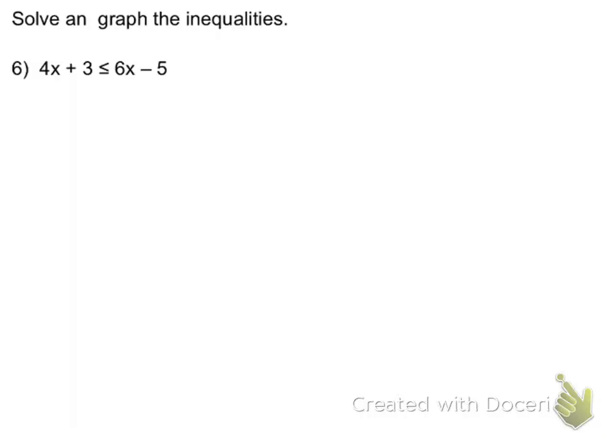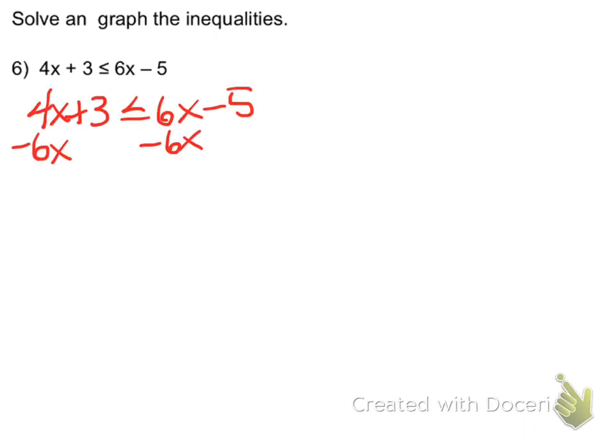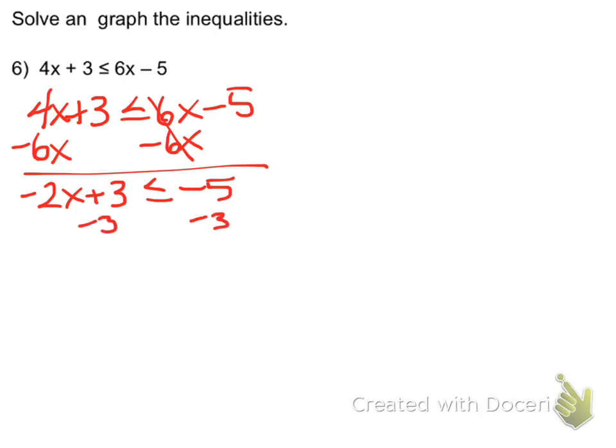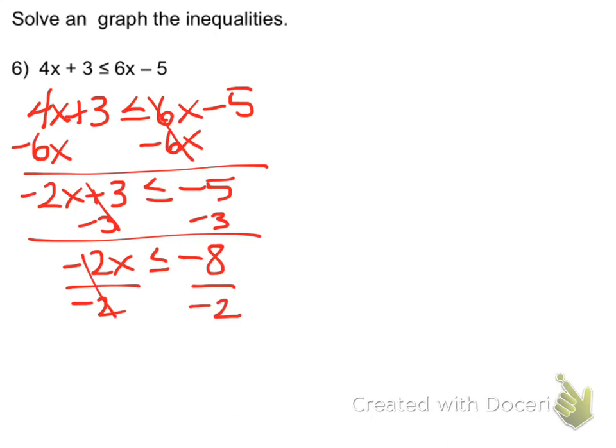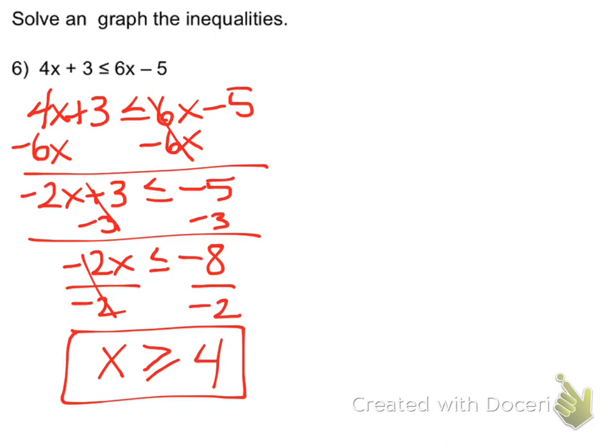Solve and graph the inequalities. So you're going to go ahead and now don't forget at this step, X is greater than or equal to positive 4 because I had to divide by a negative 2. Therefore, I had to flip the inequality. And now go ahead and graph this.